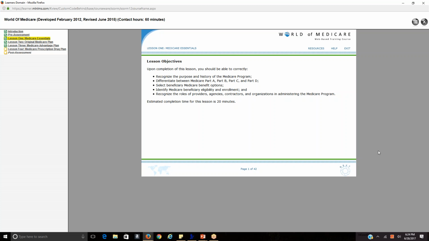And so it's very important to know about Medicare and about the different parts of Medicare and how these programs work. So let's go ahead and get started.